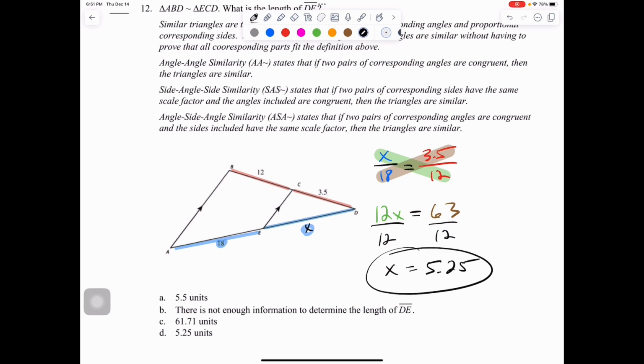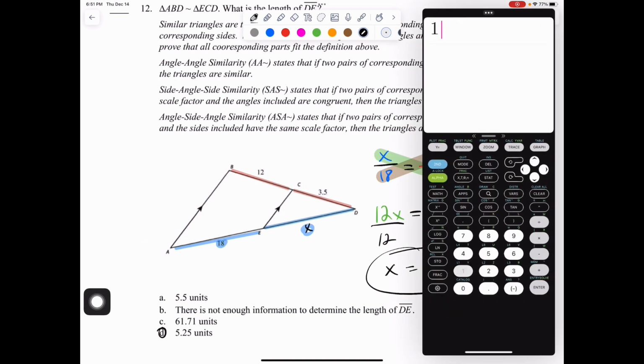Go ahead and circle your answer. Now, you also could have done it a couple of different ways. If we know that we're missing this side's length, we could have done 18 divided by 12 times 3.5. And just to show you, 18 divided by 12, hit enter, times 3.5.